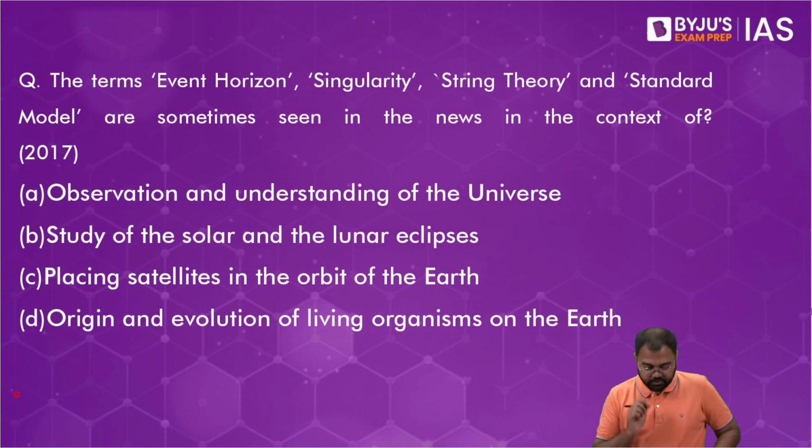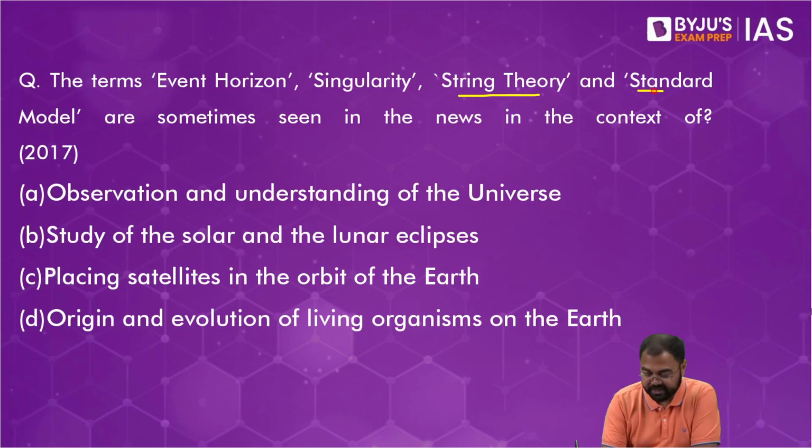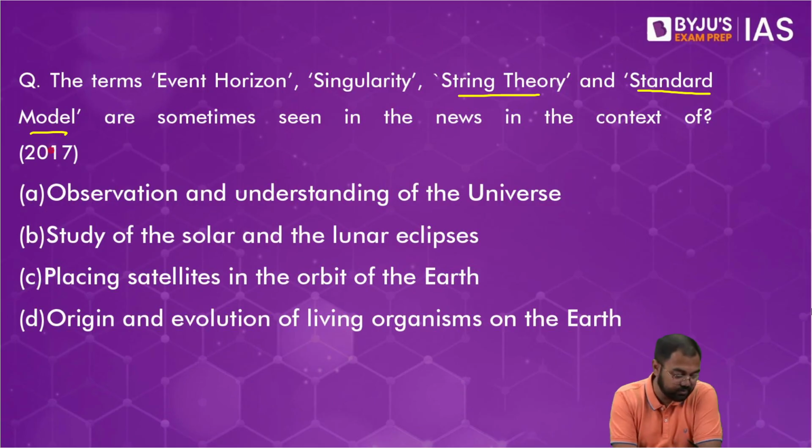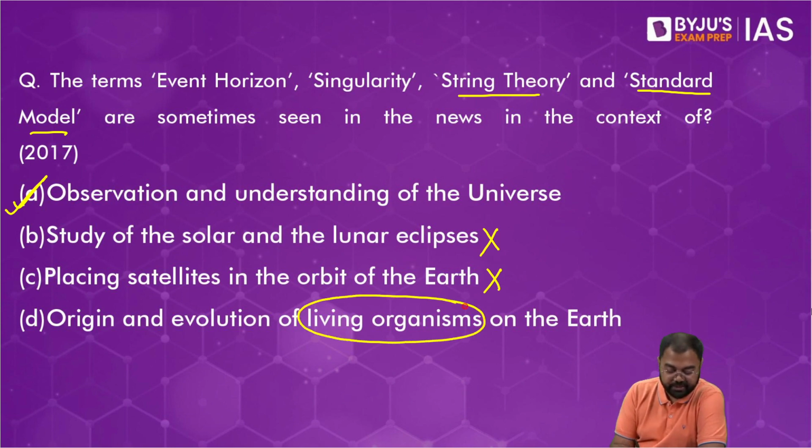So look at this question. This question was asked in your paper 2017. String theory we just read about and standard model we just understood, sometimes seen in the news in the context of what? Observation and understanding of the universe. That is what we are looking at. That string theory tries another explanation for everything that exists in the universe. Study of solar and lunar eclipses, nothing to do with just the eclipses. Placing satellites in the orbit, again, nothing related to just the satellites. Origin and evolution of living organisms. It's not only about living organisms, it's about everything in the entire universe, right? So that's why the correct answer will be A.